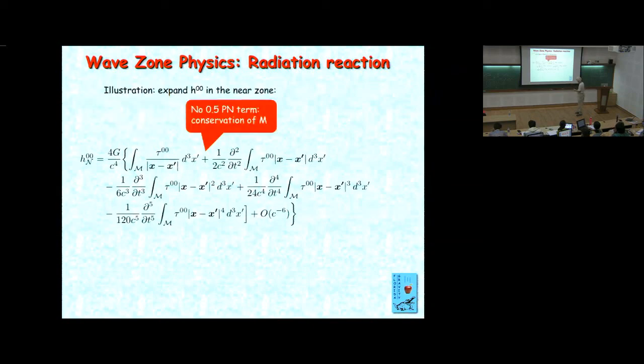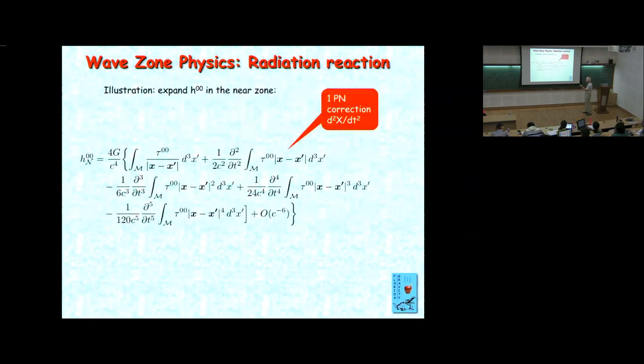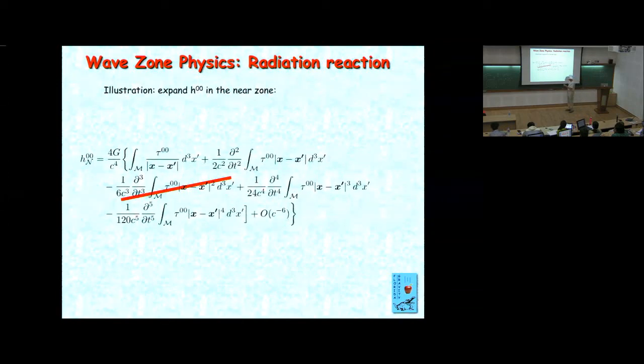There's no half PN term. We saw that before because of the conservation of mass or energy to this order. There's the 1 PN correction term, and there could be some corrections there that might contribute at 2.5 order. Here's the 1.5 PN term that at lowest order doesn't contribute, but it can make a contribution at 2.5 PN order, so you have to look at that carefully. You can't just throw it away blithely. You have to look at it carefully.